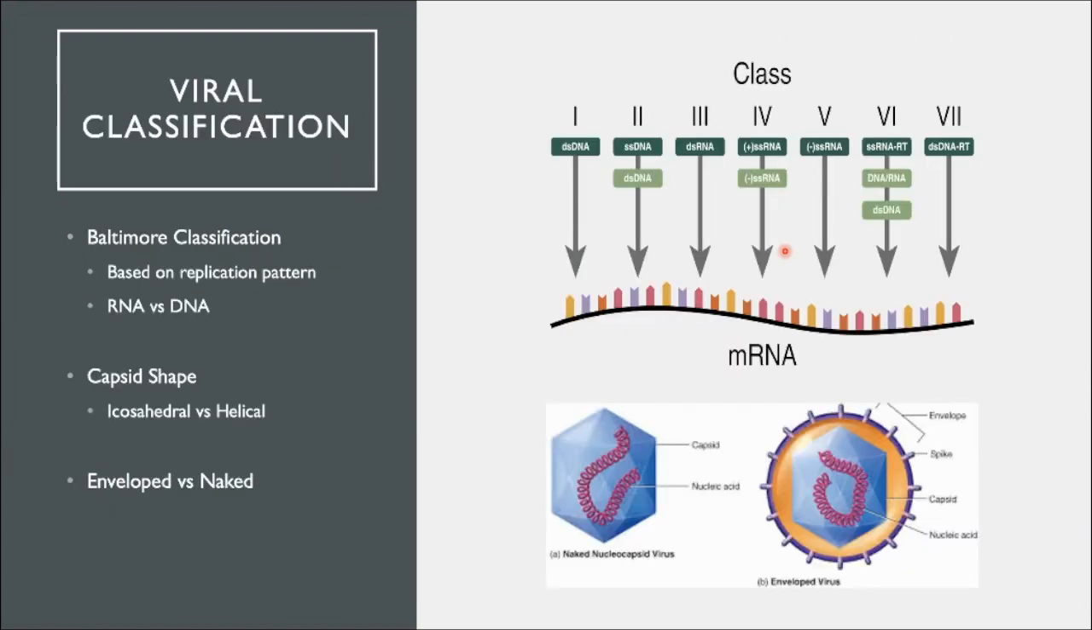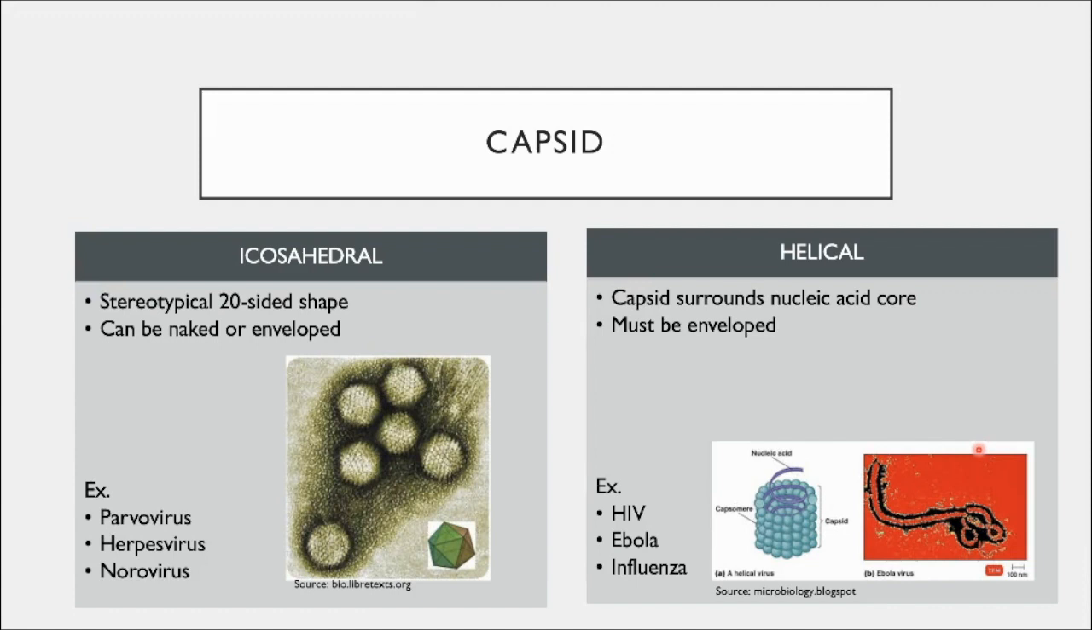There's several ways to classify it. It's beyond the scope of what you need to know going into medicine. There's a whole Baltimore classification system based off of whether they're RNA and DNA and how they replicate, but beyond the scope of what you need to know. I just wanted to show it here in case you were curious. The other key elements are the type of capsid. Is it icosahedral, which is the more typical, or is it helical, which there's not an example on here? And then is the virus naked and that it has no envelope, or does it have an envelope? And these are key to defining what the viruses themselves do.